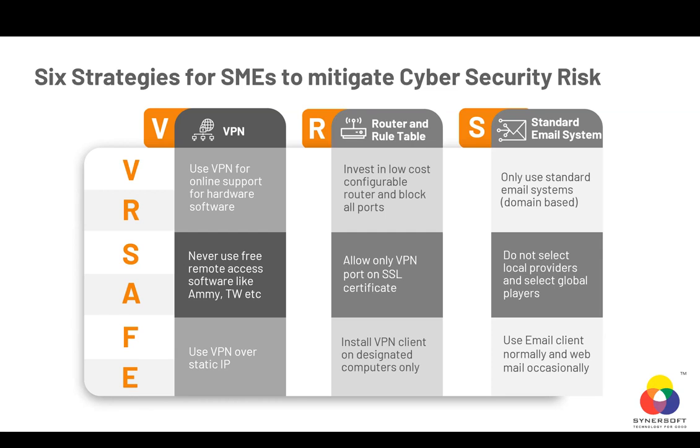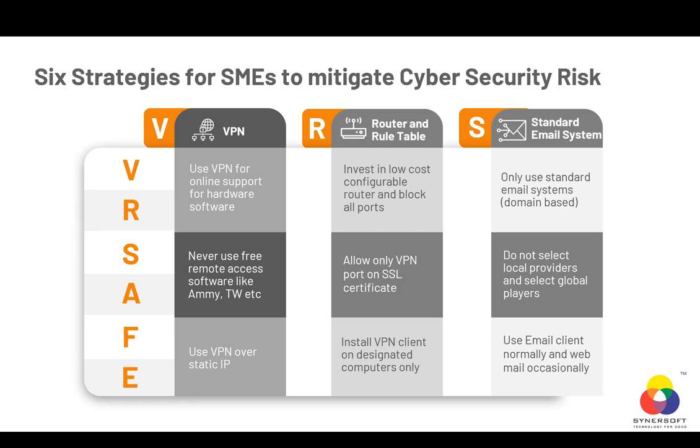And use VPN over static IP. For using the VPN over static IP, you do not need to buy very expensive firewalls. You can get a good 6,000 to 10,000 rupees router, which is a good VPN router, and you can configure your static IP on that particular router.